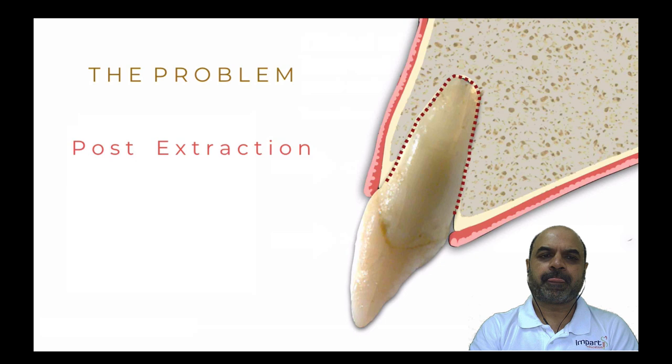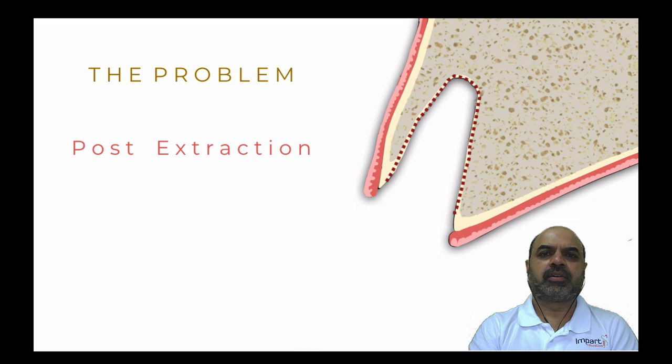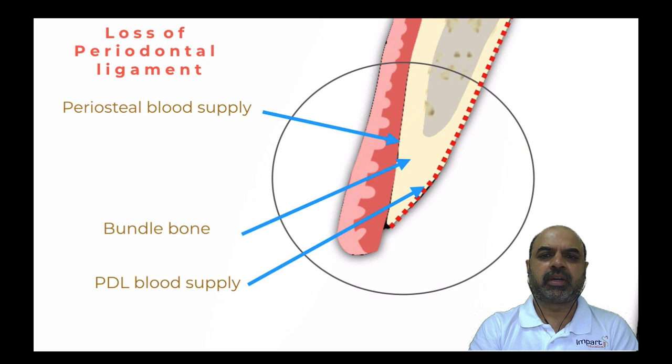So let's try and understand what exactly happens over here. This is the tooth that presumably needed extraction. And post extraction, if we focus our attention on the crest of the labial bone, what we see is your labial soft tissue, below which is the labial bone. And if you look at the crest of the bone, which is completely bundle bone and almost devoid of any cancellous bone, this piece of bundle bone derives its blood supply from the periosteum on the labial side and from the periodontal ligament from the palatal side.